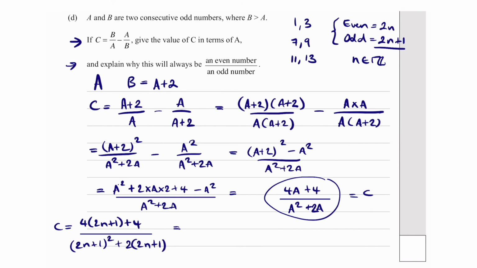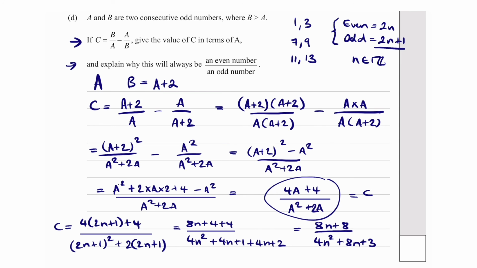If we simplify it, this yields 8n plus 4 divided by, what's that? 4n squared plus 4n plus 1 plus 4n plus 2. Now, I've gone through the expansion extremely quickly, but if you do it slowly with double bracket expansion and whatnot, you should get the same thing. What does this give me? 8n plus 8 on the top, and if I have done it correctly, I should get 4n squared plus 8n plus 3 on the bottom.